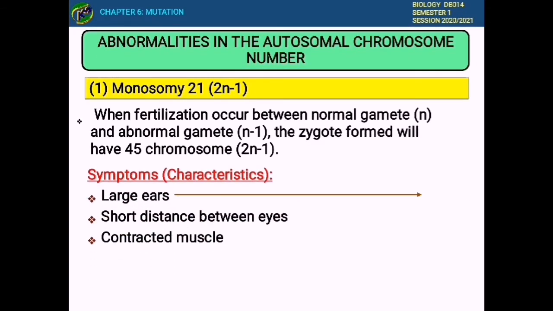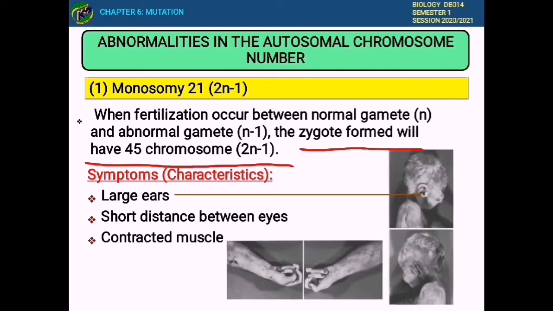When fertilization occurs between a normal gamete, which is n, and an abnormal gamete, which is n minus 1, the zygote formed will have 45 chromosomes with 2n minus 1. The symptoms or characteristics of this syndrome are large ears, short distance between the eyes, and contracted muscle.